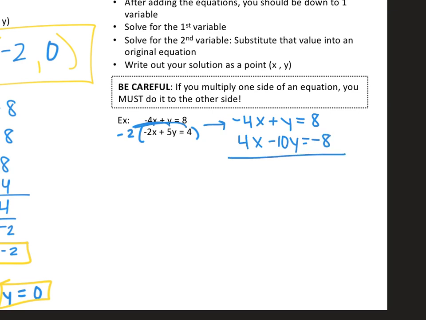Now again, you could look at the y's, and the first equation has a 1y, and the second one has a 5y, so you could multiply the whole first equation by a negative 5 also, and you would get the same answer. We're just going to focus on the x's here, though.